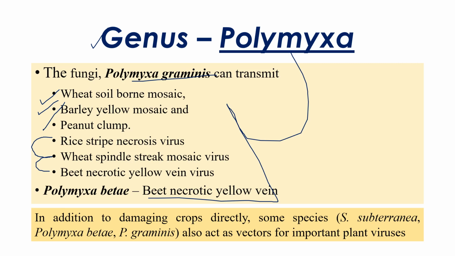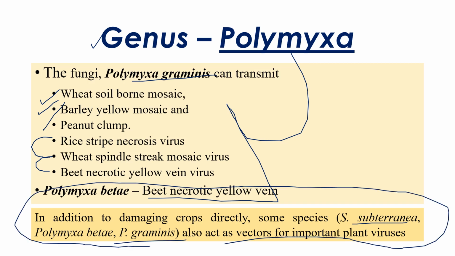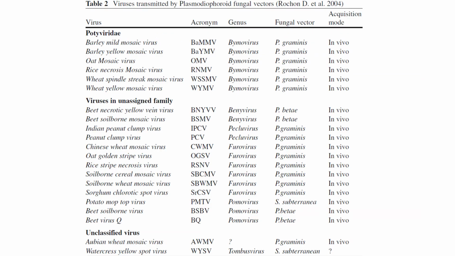In addition to damaging the crops, some species like Spongospora subterranea, Polymyxa betae and Polymyxa graminis act as vectors. So in the Plasmodiophoromycota, Polymyxa and Spongospora are the important genera that act as vectors in transmitting plant viral diseases. This is the list of important diseases transmitted by Polymyxa and Spongospora. If you see, these are all transmitted by Polymyxa graminis: barley mild mosaic virus, barley yellow mosaic virus, oat mosaic virus. All those things are transmitted by Polymyxa graminis. When it comes to Polymyxa betae, Polymyxa graminis and Spongospora subterranea, all put together, they are important.